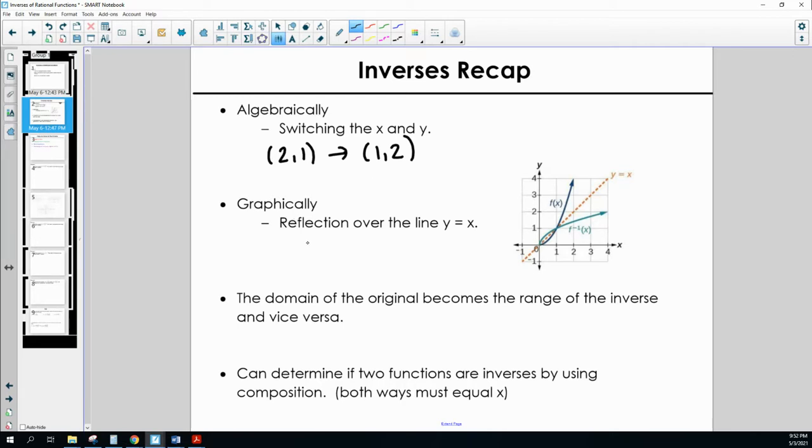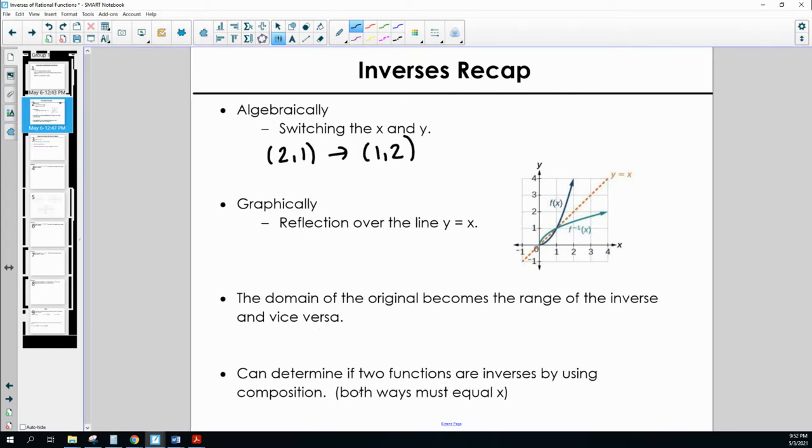Graphically, an inverse is a reflection over the line y equals x. Here you can see that the darker blue line is the original function, and this teal blue line is the inverse function. If you fold them over the line y equals x, they will match up and overlap. So it's just a reflection over the line y equals x. The domain of the original function becomes the range of the inverse and vice versa.